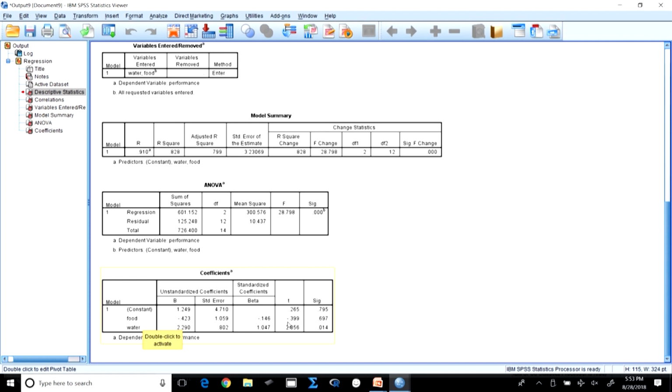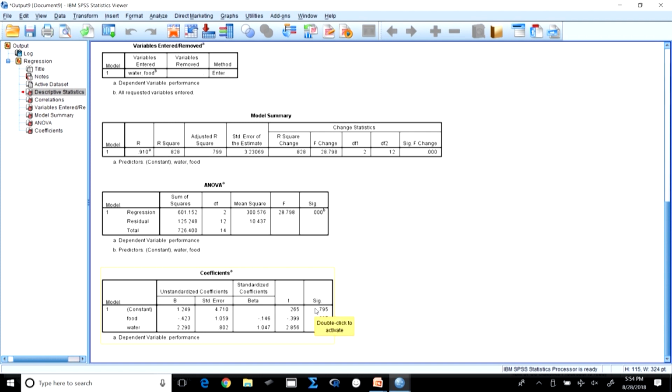Now, if I look here, I see one interesting thing: the food and water. The T value for food is very low, much below the value of 2, and you can see it is non-significant. That means we cannot conclude.